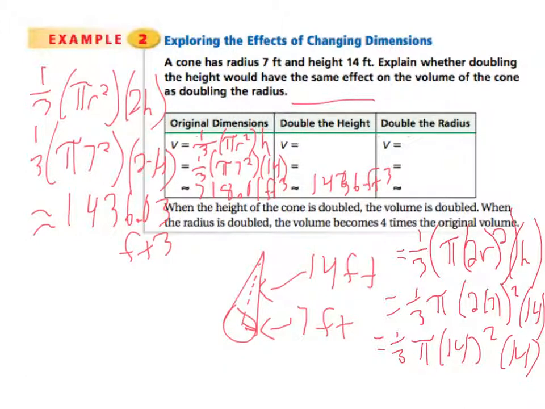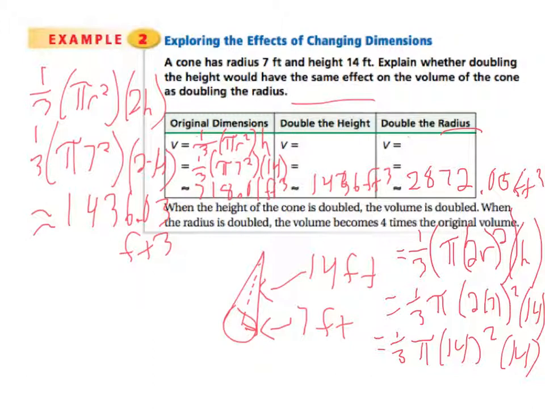So when we do all of that math, we should get about 2,872.05 feet cubed. So in this case, it seems like the volume got quadrupled, meaning it was multiplied by 4 when we doubled the radius. So when we double the radius, we see that the volume gets almost 4 times as much compared to the original dimensions. Alright? Well, this is the end of notes.